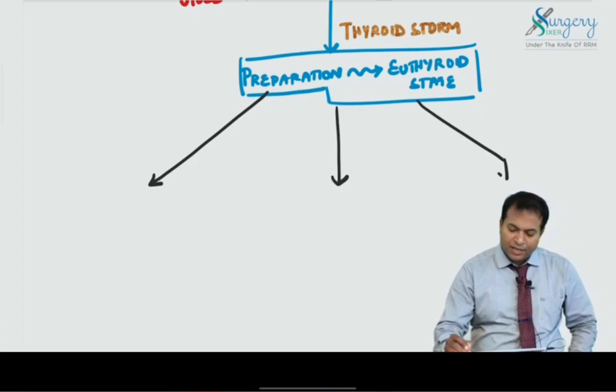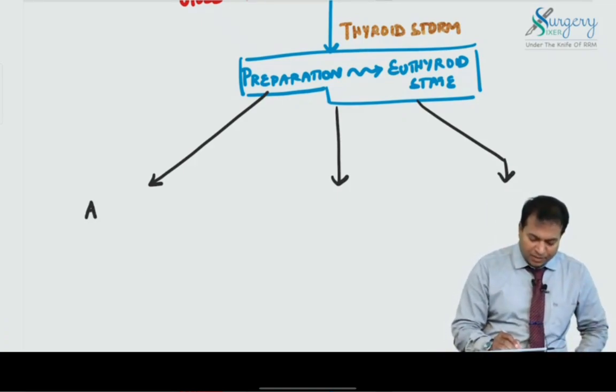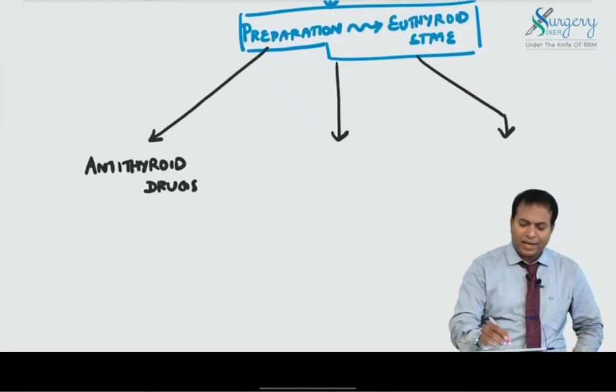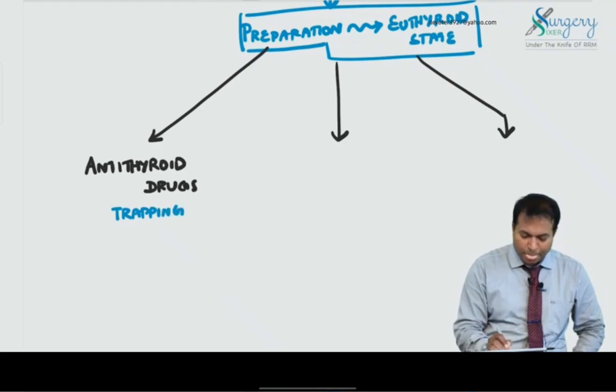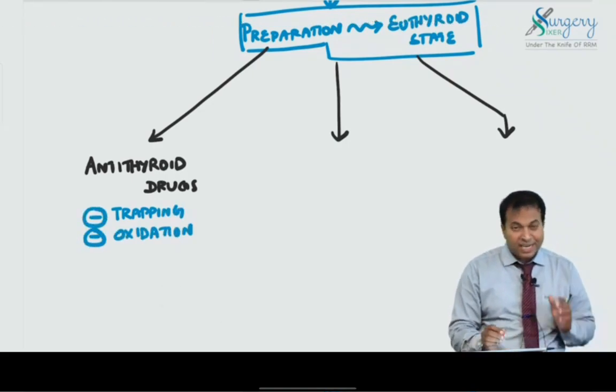There are 3 categories of drugs used to prepare the patient to euthyroid. Typical final year question. The first are anti-thyroid drugs. Anti-thyroid drugs inhibit steps like, as I discussed in physiology, trapping of iodine, and they inhibit the oxidation step also. So they inhibit trapping of iodine and oxidation of iodide to iodine.